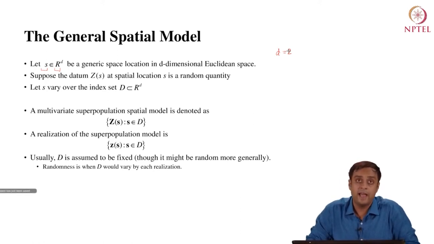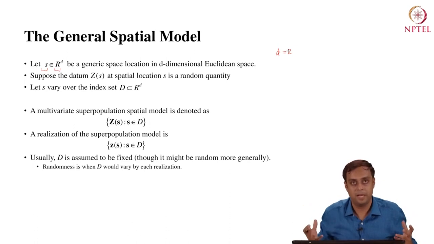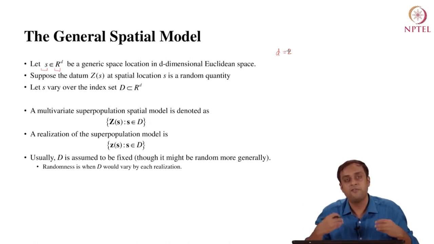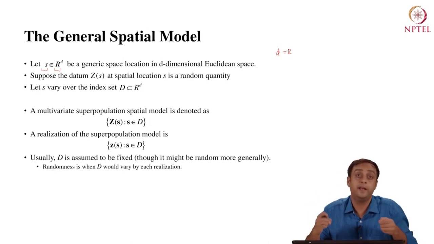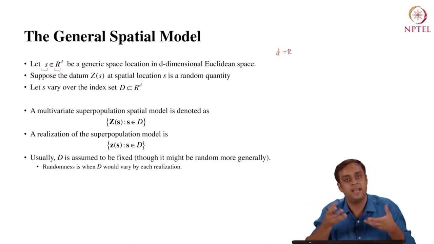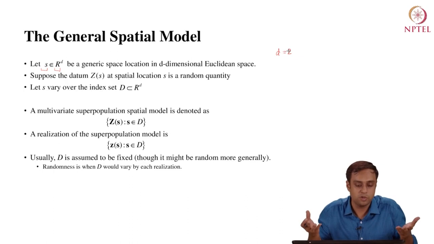So we can have a generic location parameter s, which identifies different points in a two-dimensional space with coordinates x and y in R2 space.